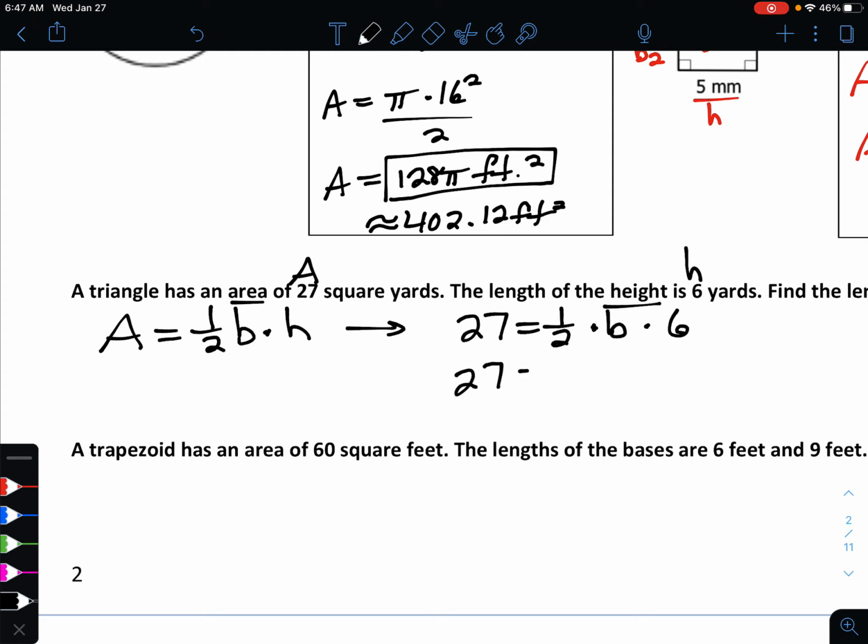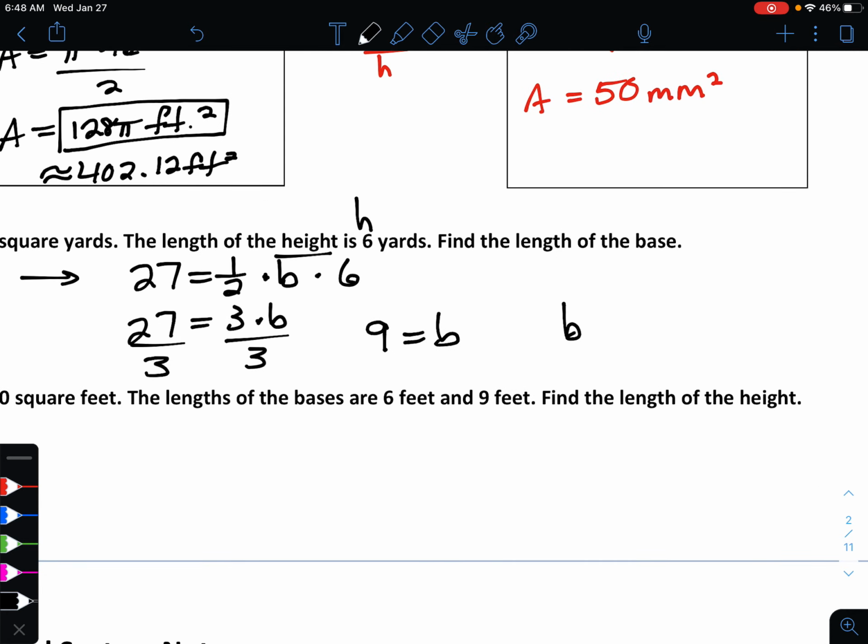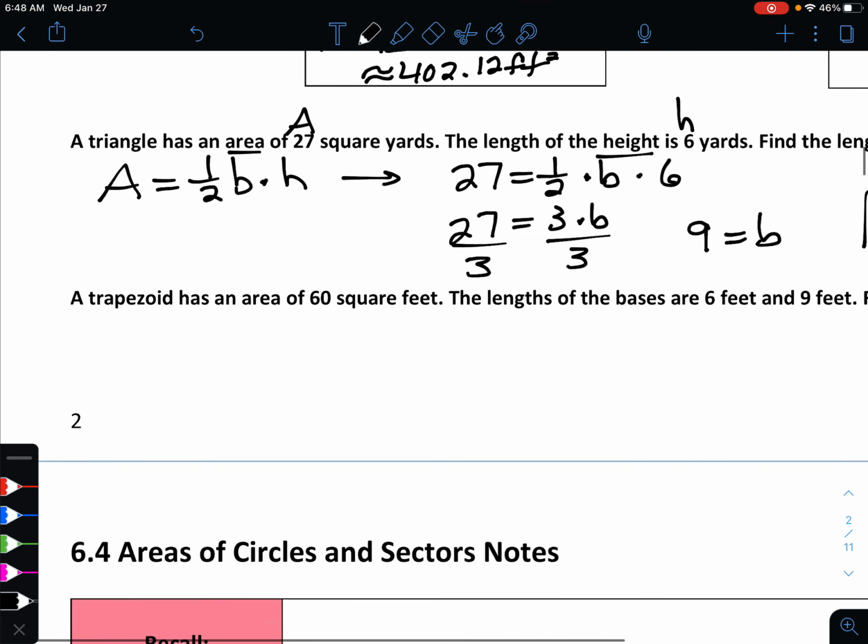Then we'll simplify what's on the right side. We'll take the 1/2 multiplied by the 6, which is 3 multiplied by its base. And now to solve for B, one last step to go, which is to divide each side by 3. When we do that, we get that 9 is equal to B. Then we just need to make sure that we include our label, so our base is equal to 9 yards. So pretty easy. It's really just a matter of picking the right formula, plugging everything in, and then solving for the missing variable. Let's do that same thing on this next example.